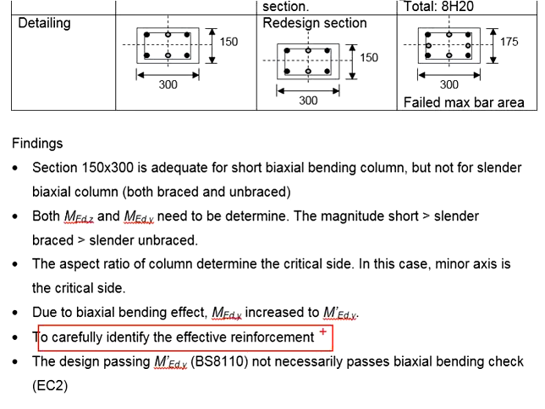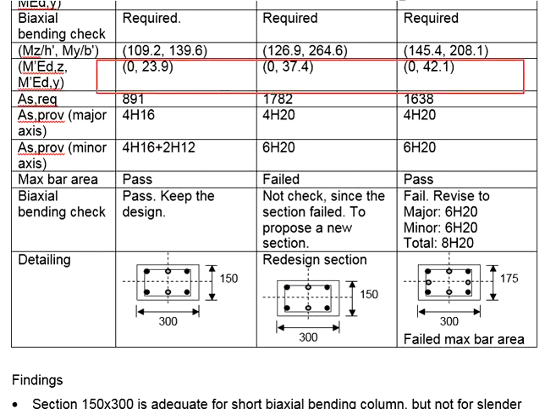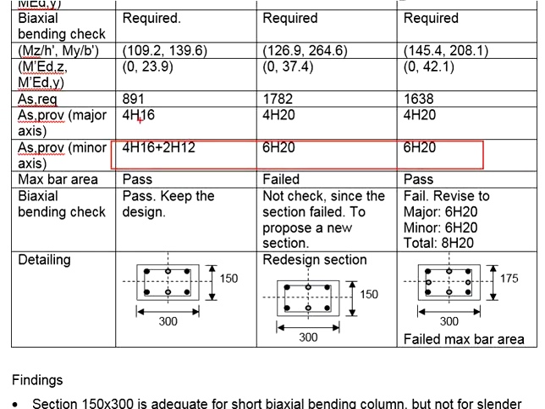Next, we will need to be careful in terms of the effective reinforcement functional within the major and the minor axis. You see, when we calculate the AS required, the AS required was proposed based on the MED of the column in the more critical axis. In this case, the minor axis is more critical. Now, when you provide the reinforcement bar on the basis of the minor axis, the same amount of reinforcement bar might not be effective in the major axis.